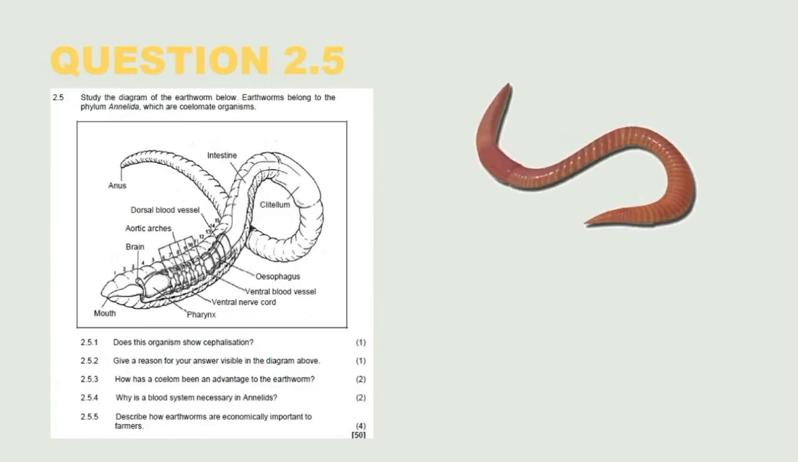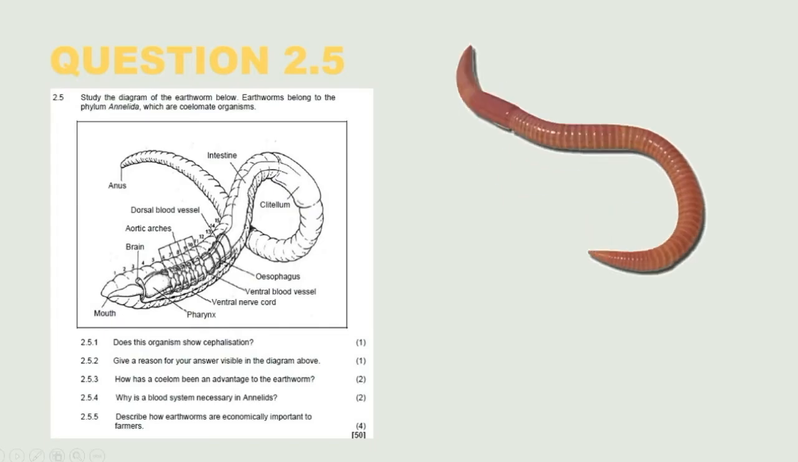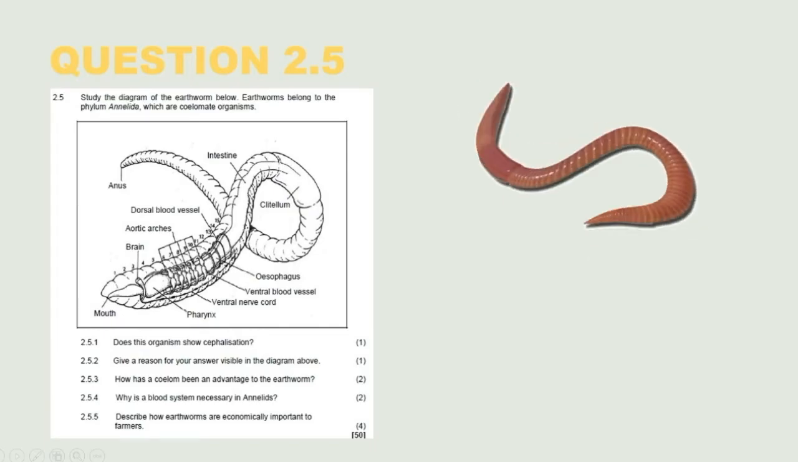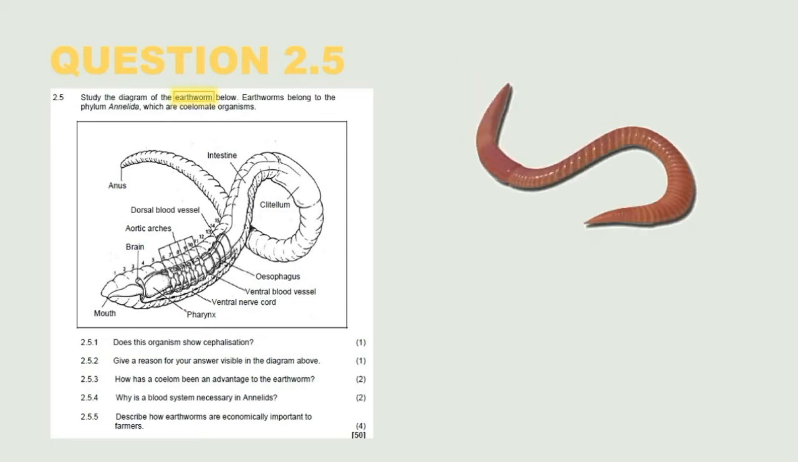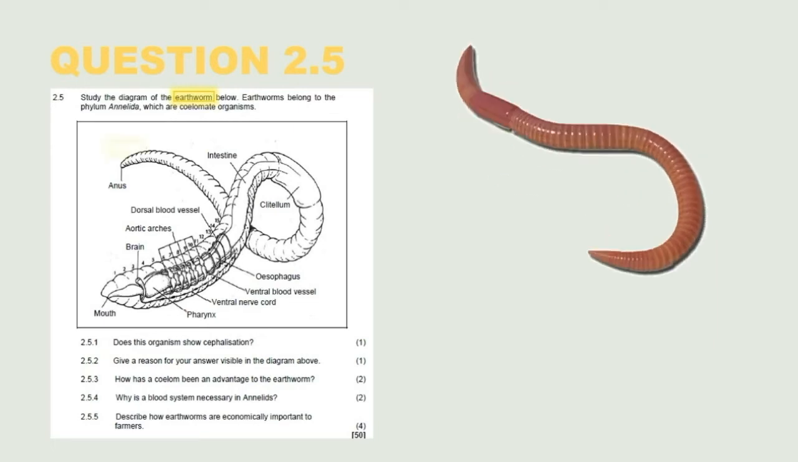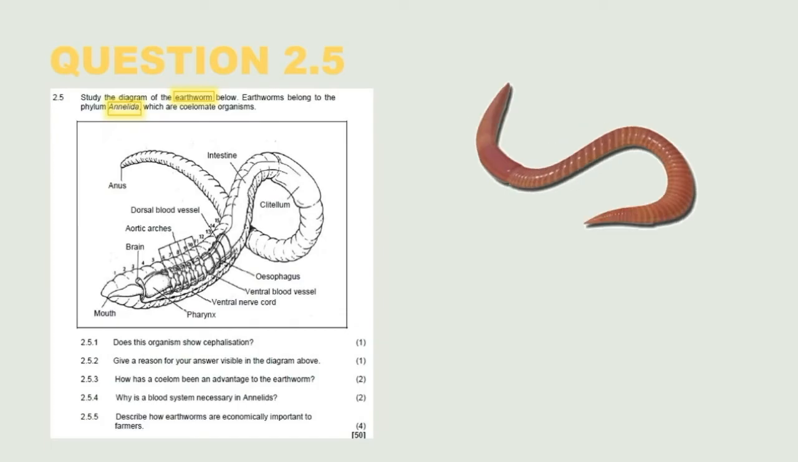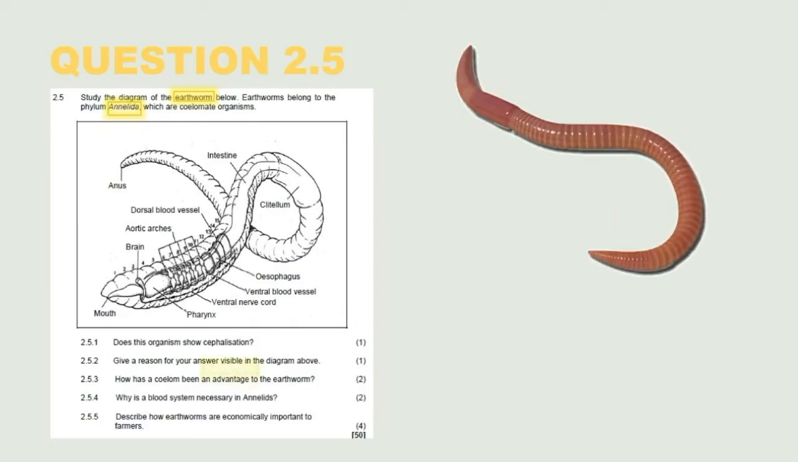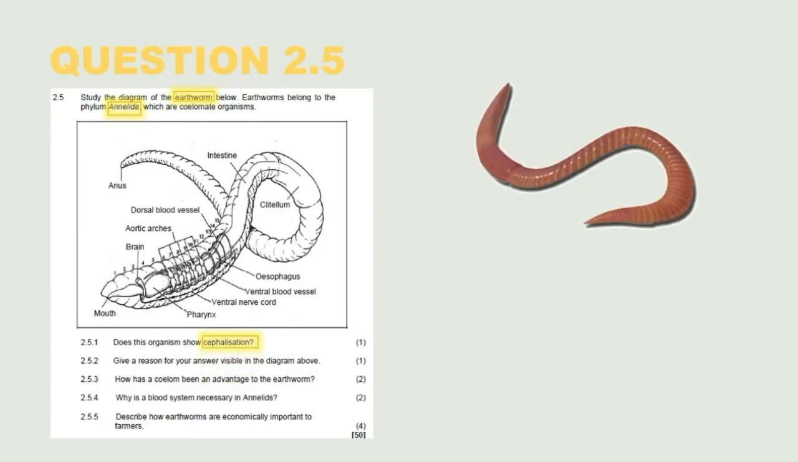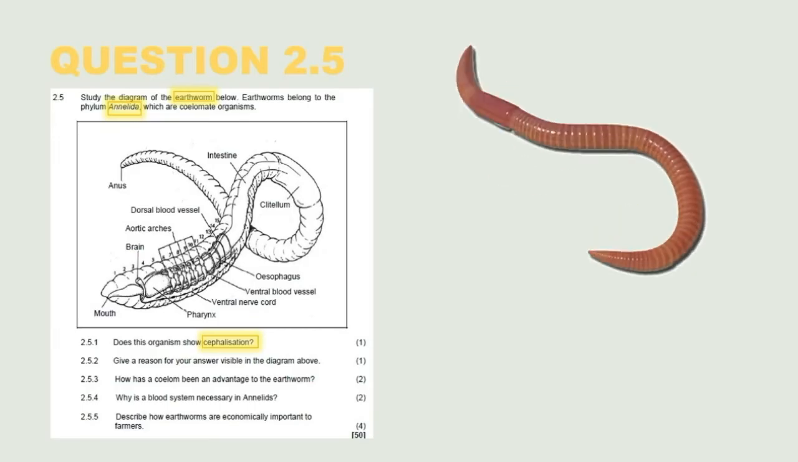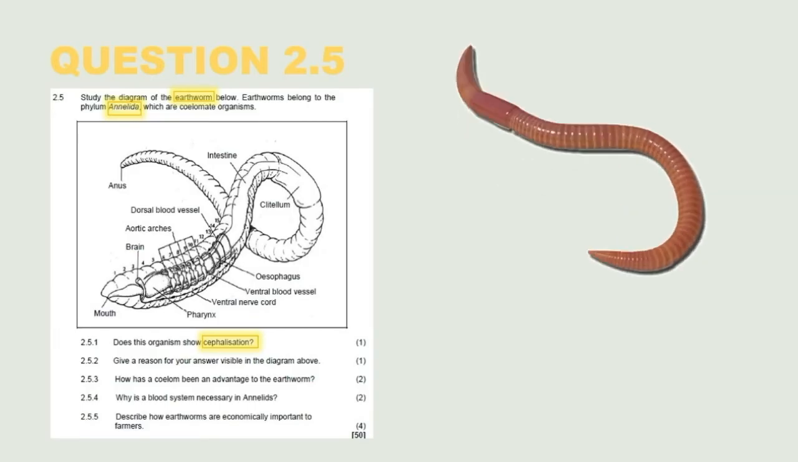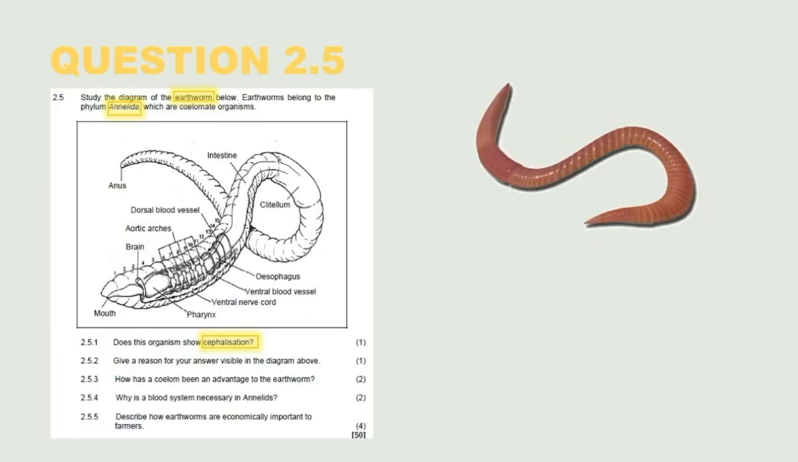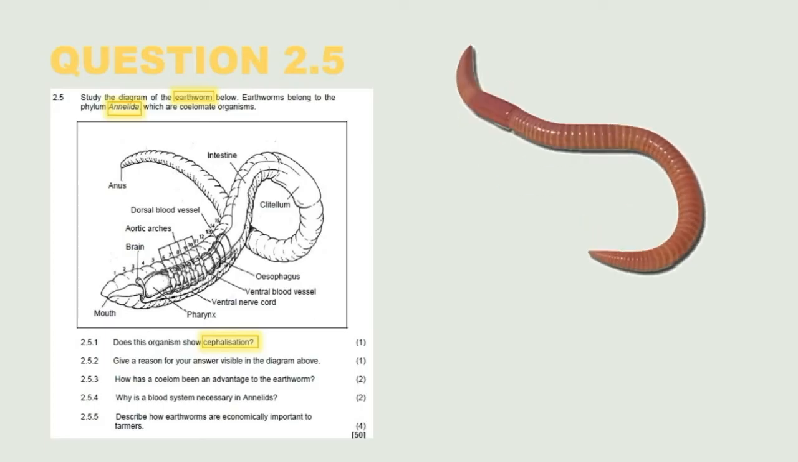So question 2.5, this is now our last question for question 2. 2.5 says, study the diagram of the earthworm below. Earthworms belong to the phylum Annelida, which are coelomate animals, which means that they have a coelom. At first, if you look at the diagram, it's really complex, but they've given you key things to look at in this diagram to answer some of these questions.